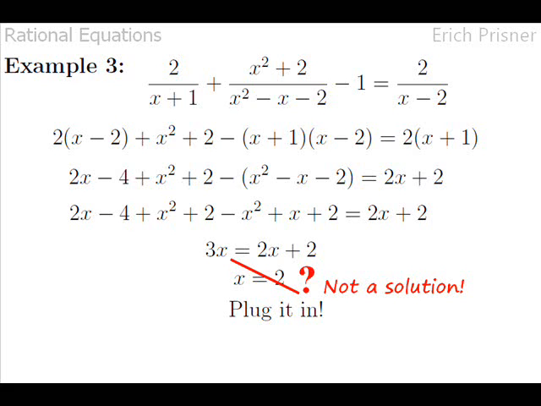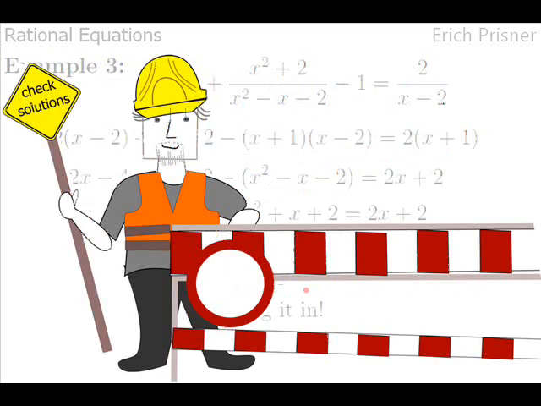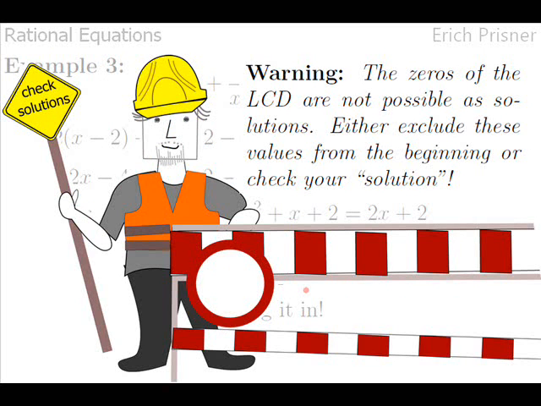Really, not much. But when we multiplied the equation by the LCD, we multiplied by something which equals 0 in case x equals 2. Remember that multiplying an equation by 0 does not result in an equivalent equation having the same solutions. Therefore, the procedure was only correct for x not equal to 2 and x not equal to negative 1. So here's my last warning. The zeros of the LCD are not possible as solutions. Either you exclude these values from the very beginning, or you check your solutions.